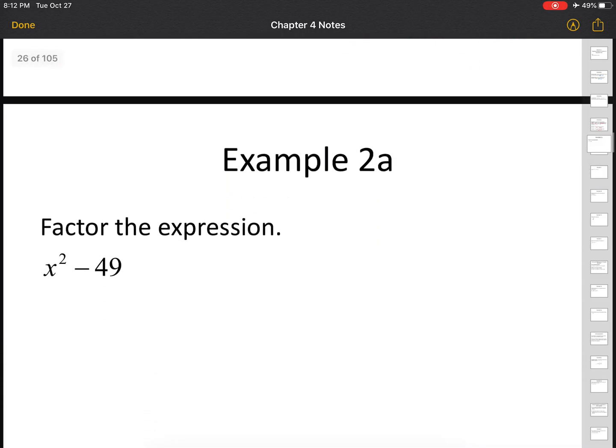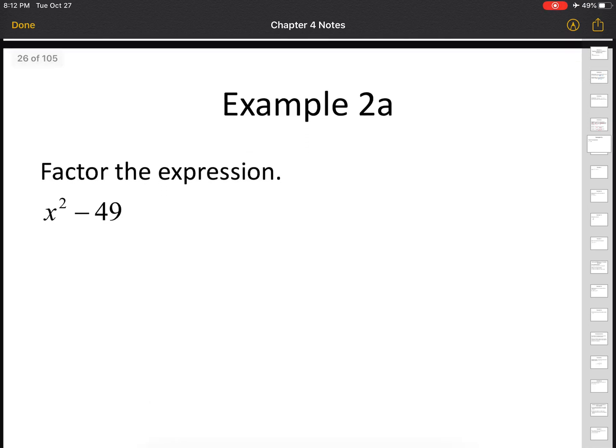So let's use these properties or special patterns here. If I factor this expression right off the bat, I see two perfect squares. I see x squared here, and 49 is a perfect square of 7. So if I put these together, this is a difference of squares. So one factor is x plus 7, and the other one is x minus 7.